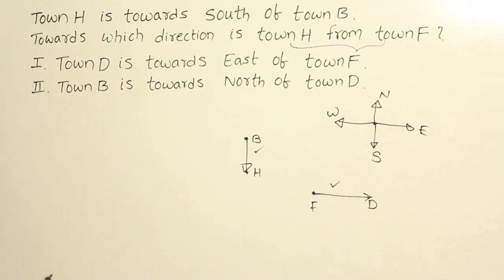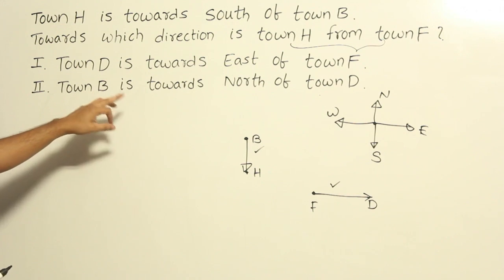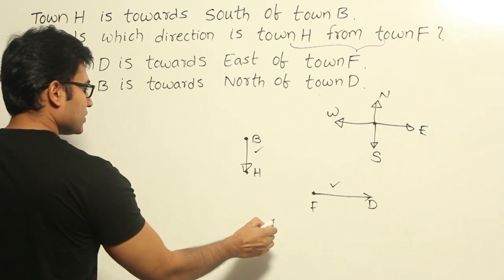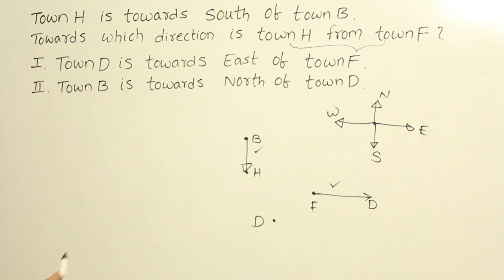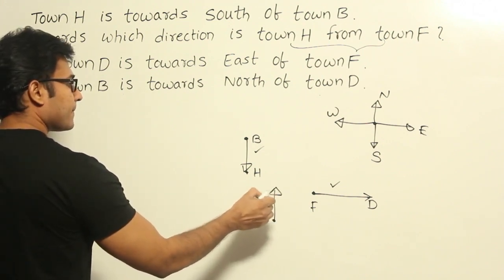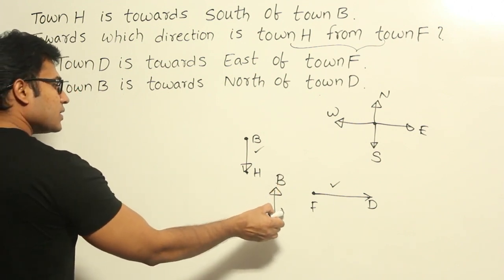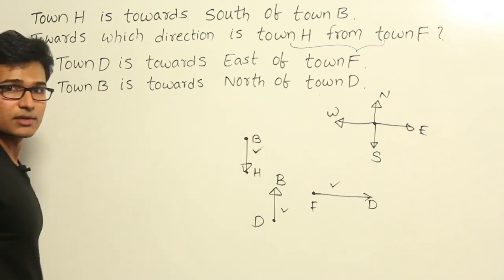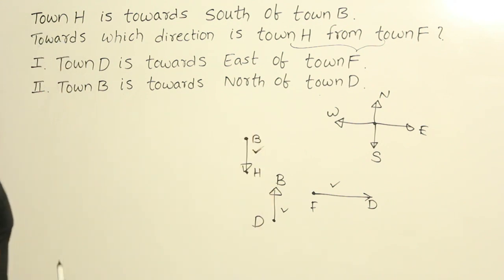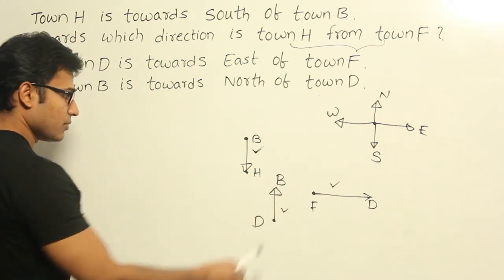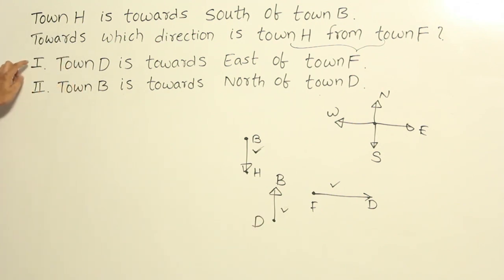Now let's look at statement number 2. In statement number 2 they are saying that town B is towards north of town D. So if you take town D as reference, then town B is towards north of town D, which means something like this. Now by using only this data and this data, this is given in the question and this is given in the second one, can you say the relationship between F and H? Here nothing is mentioned about F, right? So we will not be able to say it. Individually, when you take the information from these two statements, you will not be able to derive anything.